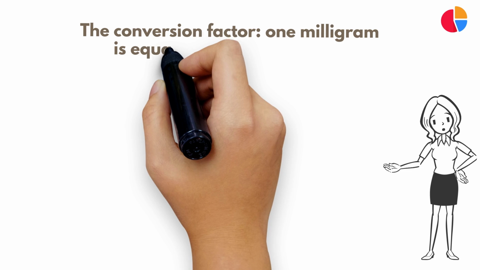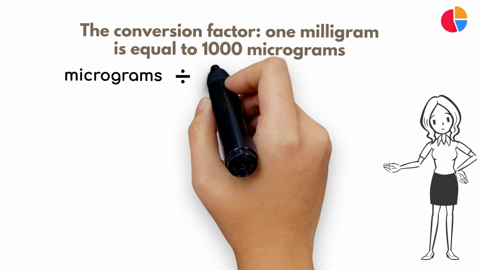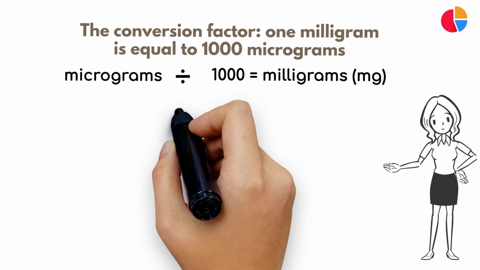First, let's review the conversion factor. 1 milligram is equal to 1000 micrograms. To convert micrograms to milligrams, all you need to do is divide the number of micrograms by 1000. Let's walk through an example.